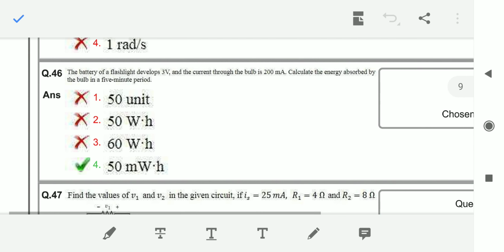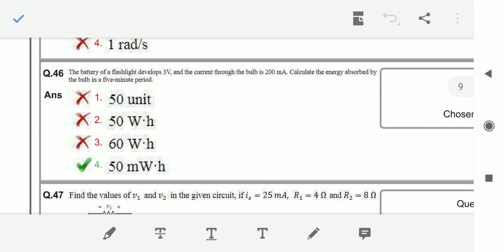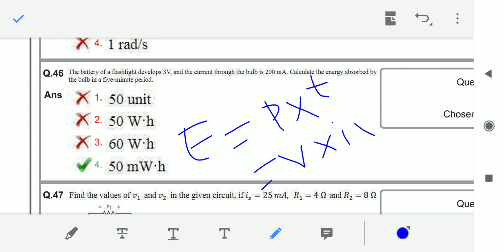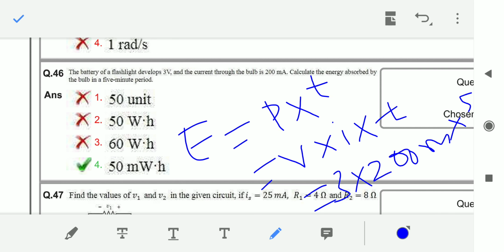And next, coming to question number 46. The battery of a flashlight develops 3 volts and the current through the bulb is 200 milliamperes. Calculate the energy absorbed by the bulb for a 5 minute period. He is asking you to calculate energy. Energy is equal to power into time, right? Power is equal to V into I. So voltage is 3, into 200 milli, into time. Time is 5 minutes, which means 5 by 60 hours.